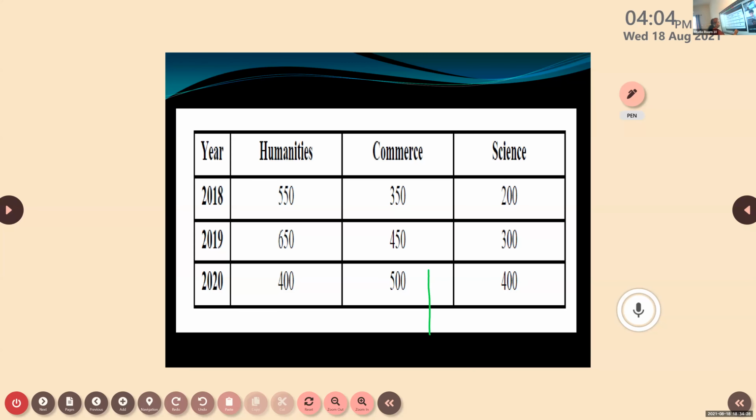Now you know that you are going to write the numbers on one side. Then you can write humanities, commerce and science. And for humanities itself, you will have 3 bar diagrams attached.